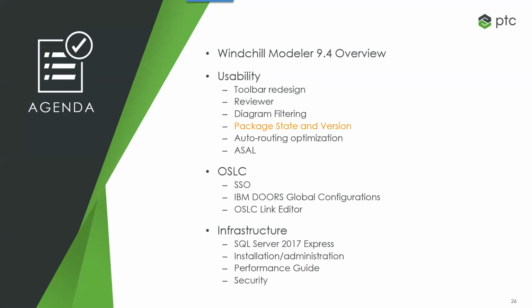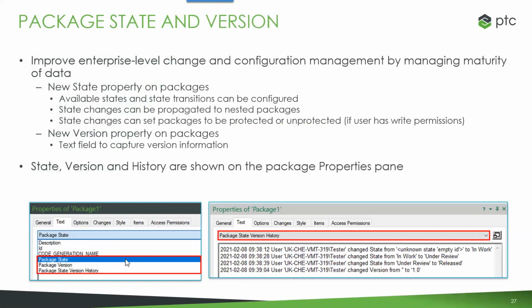Okay, the next new enhancement is package state and version property. This is something that we felt we needed for some time to really bring us into line with the other design engineering tools that we have, with RVNS and with Windchill, and the ability to track maturity of our designs. We can obviously extend Modeler and capture this information with custom properties, but we felt that it was important that we tracked the state on an item.